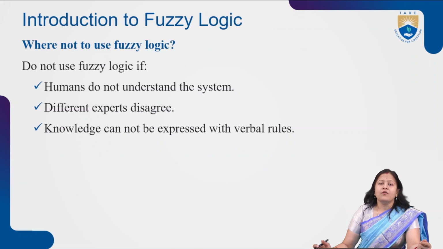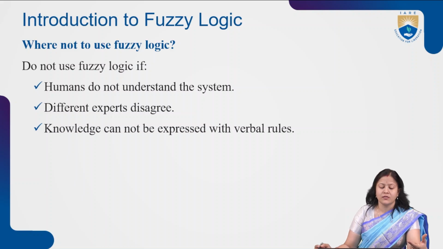Now, where should we not use fuzzy logic? Fuzzy logic can handle situations which are fuzzy, but sometimes we should not use it. Whenever we do not have any clarity, that means humans do not understand the system, then in that case we will not configure the statements using fuzzy logic. That is the first case. The second case is if many of the expert people disagree about the statements. In that case also, we should not use fuzzy logic. Also when the knowledge cannot be expressed with verbal rules, that means if we cannot define if-else rules.